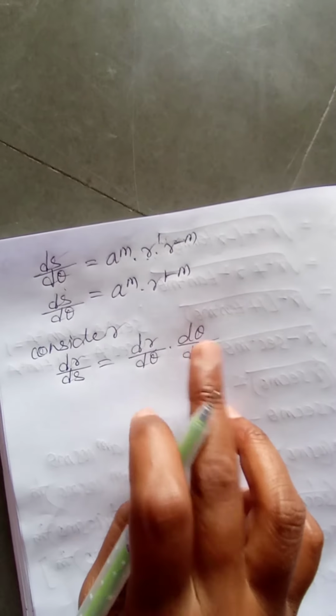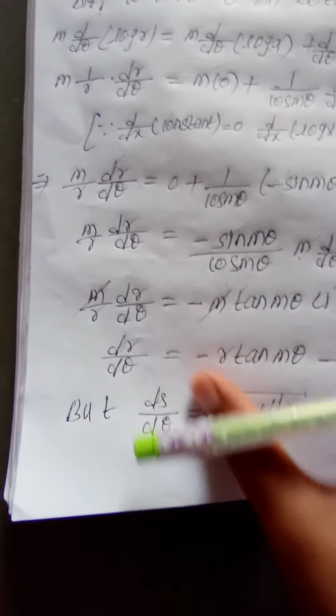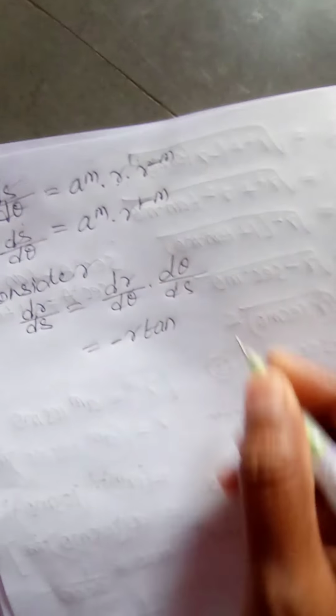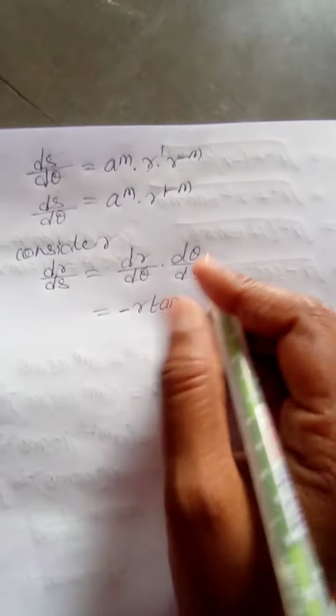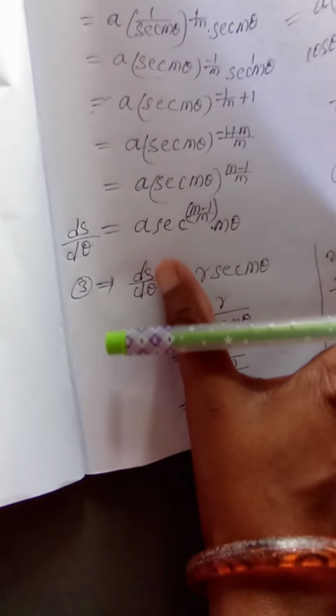So substitute the two values. First we have to find out the value of dr by d theta. So dr by d theta value is minus r into tan m theta. So substitute minus r into tan m theta. Next d theta by ds. So we have to find out the d theta by ds.